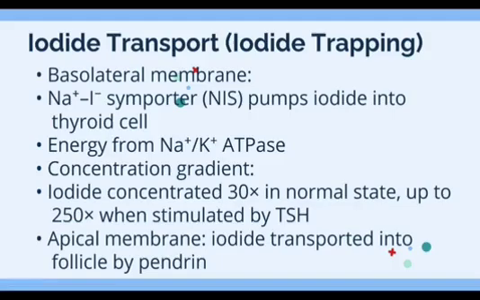The iodide transport, or the iodide trapping. In the basolateral membrane, there is a sodium iodide symporter. This pumps iodide into the thyroid cell. So it gets the energy from the sodium potassium ATPase. There is a concentration gradient. At the apical membrane, the iodide is transported into the follicle by pendrin.